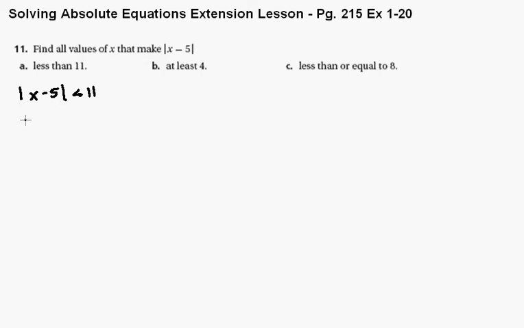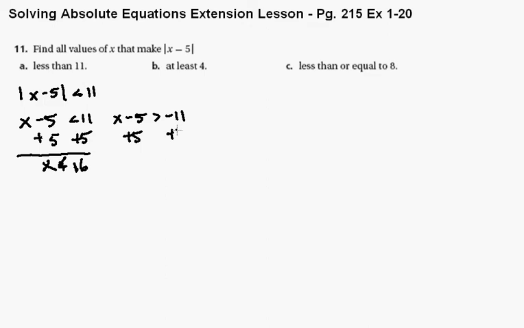Well, let's just solve this. So I have x minus 5 less than 11. I also have x minus 5 greater than negative 11. So solving both inequalities, adding 5 to both sides, here I have x less than 16. Adding 5 to both sides of this inequality, here I have x greater than negative 6.